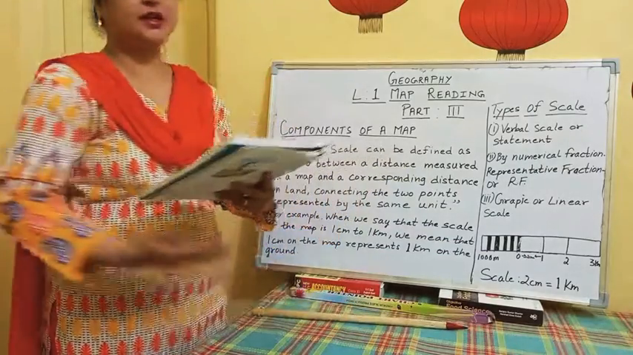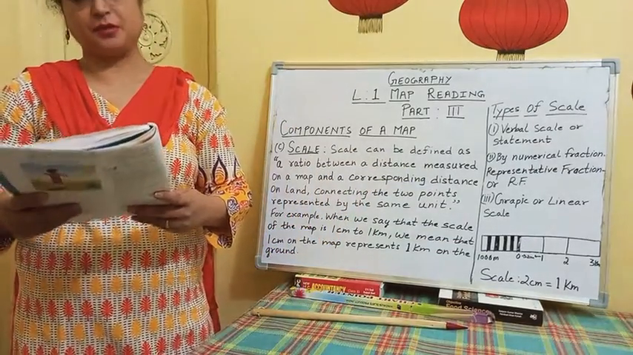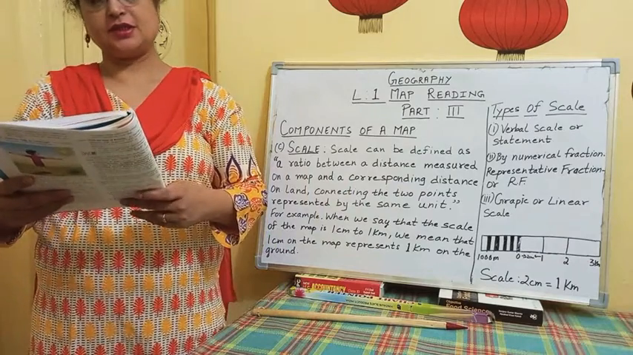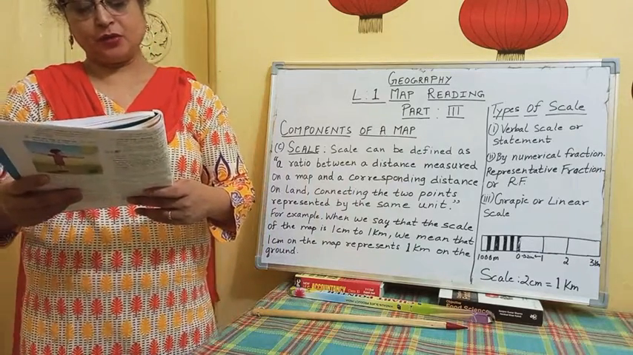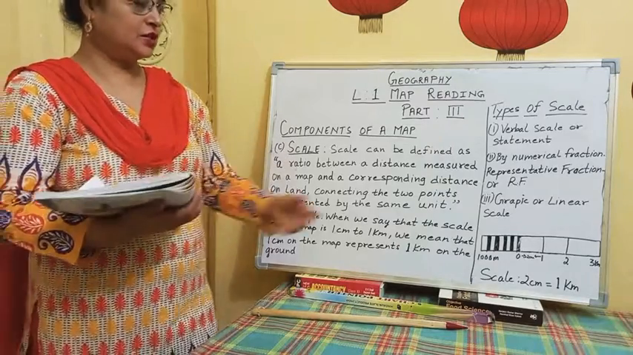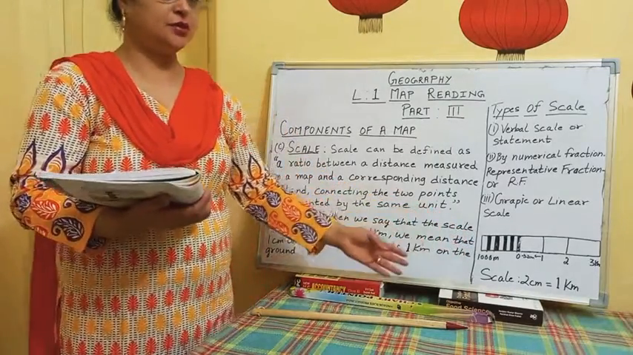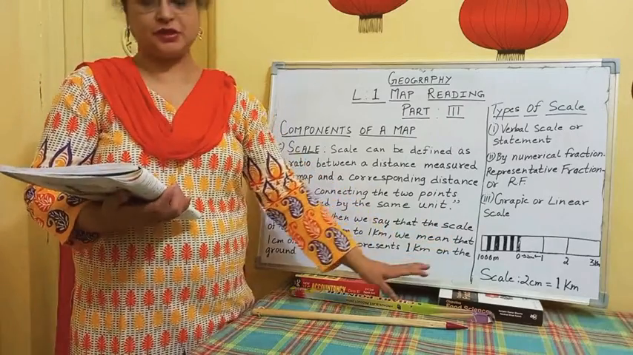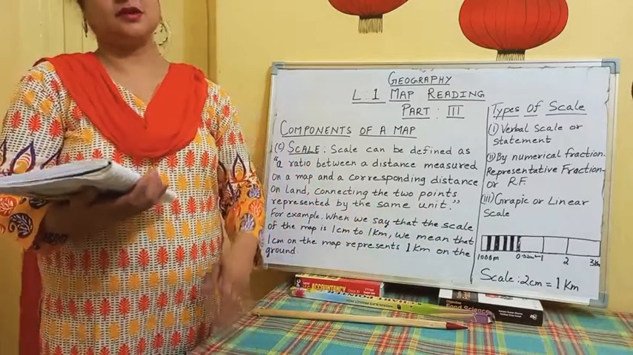So linear scale is said to be the most important method of measuring distance on the map. On most of the maps it is given for accurate map study. So this is considered to be the most accurate way of measuring the ground distance on a map.